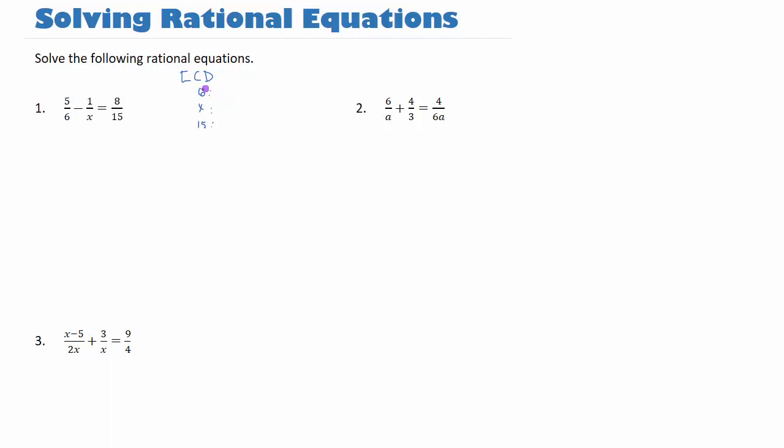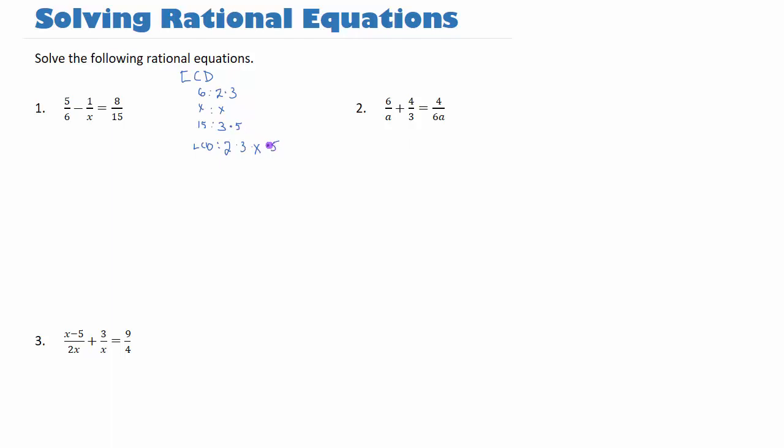Now, when I look at this, one strategy we can do is say, well, 6 is really 2 times 3, which is prime factorization. x is really just x. And 15 is really just 3 times 5. The LCD is going to be every factor you see. So I see a 2. That better be a part of the LCD. I see a 3. That better be a part of the LCD. I see an x. That better be a part of the LCD. And I see a 5.